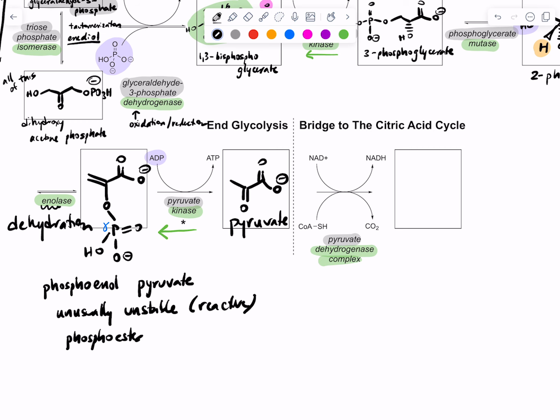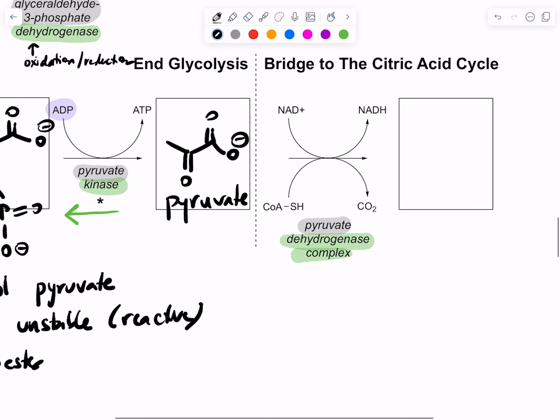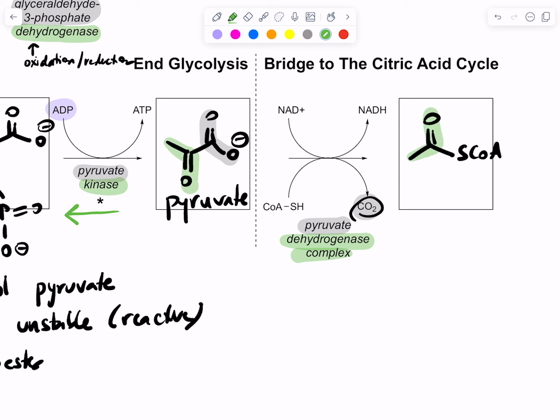And then, after the pyruvate dehydrogenase complex, what do I have in this box? Yep, that's acetyl-CoA. One of my carbons from pyruvate is lost as CO2, and the other two carbons remain behind as the acetyl group in acetyl-CoA.